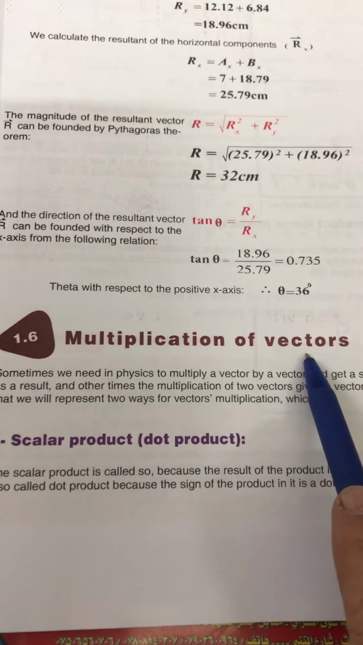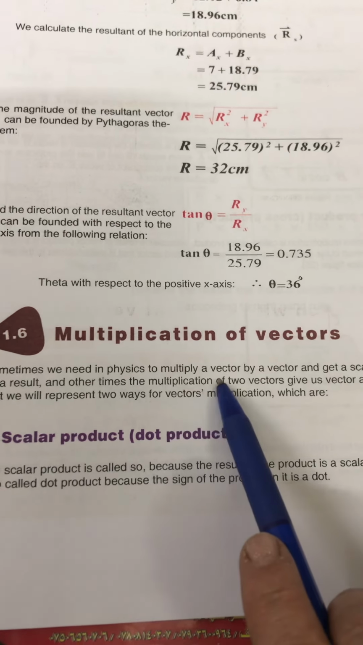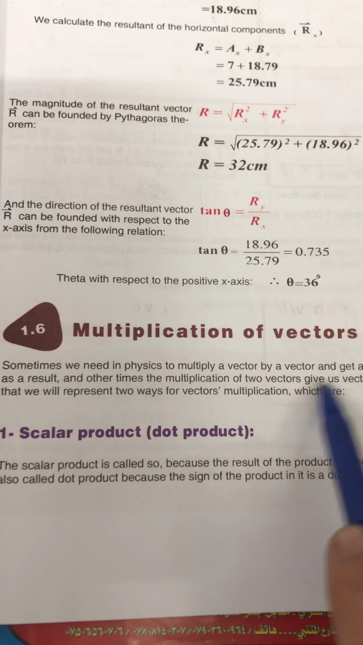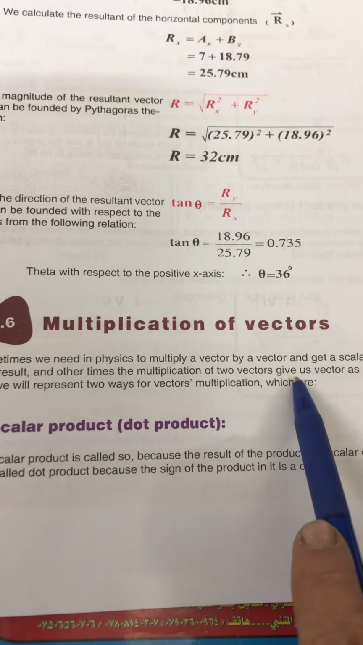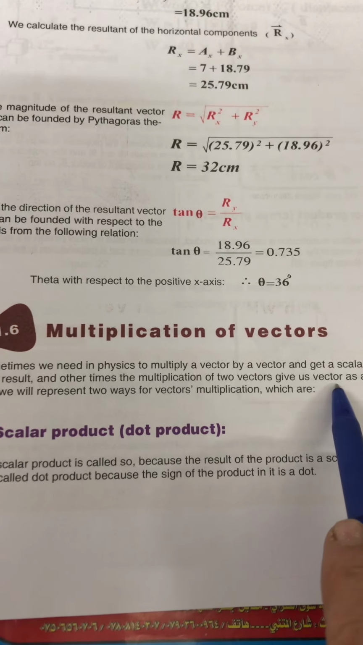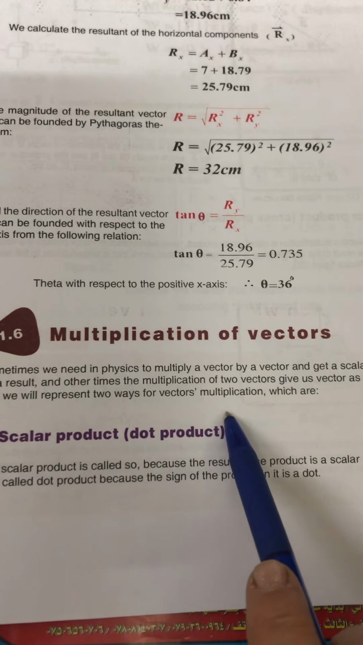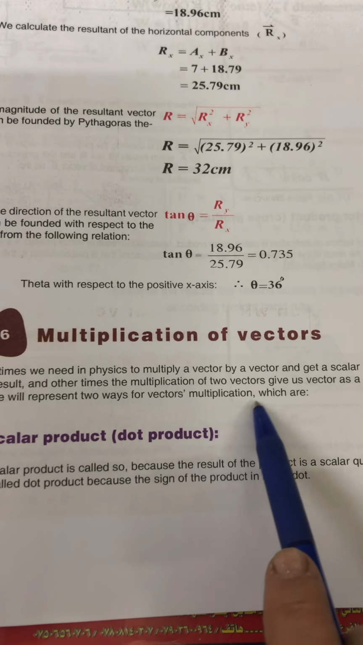Multiplication of vectors. Sometimes in physics we need to multiply a vector by a vector and get a scalar quantity as a result, and other times the multiplication of two vectors gives a vector as a resultant, so we will present two ways of vector multiplication.